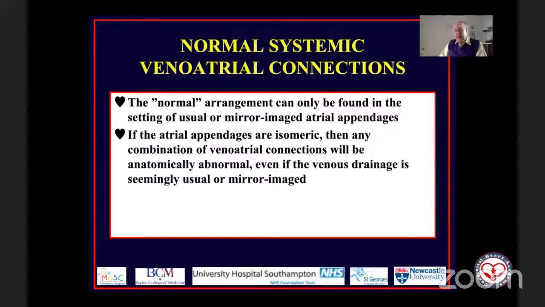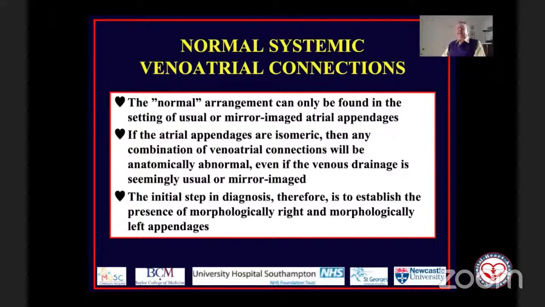And that is why nowadays we emphasize again and again that when we distinguish between the atrial chambers, we need to do it on the basis of the morphology of the appendages, not the veno-atrial connections. So you will all know this by now. The first step in the diagnosis of any patient with a congenitally malformed heart is to establish the presence of morphologically right and morphologically left appendages before we can presume that there is either the normal or the mirror-imaged arrangement.